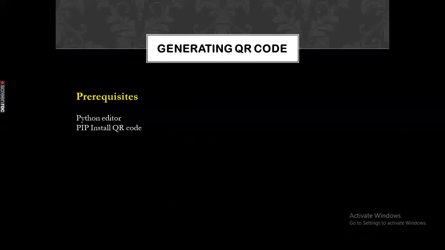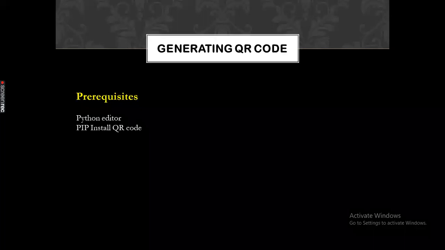So let's get started. First of all, we will see what are all the prerequisites for generating a QR code. We need to install Anaconda Navigator. In Anaconda Navigator, to write Python code, we can find different IDEs. To generate a QR code, we need to install the QR code module.